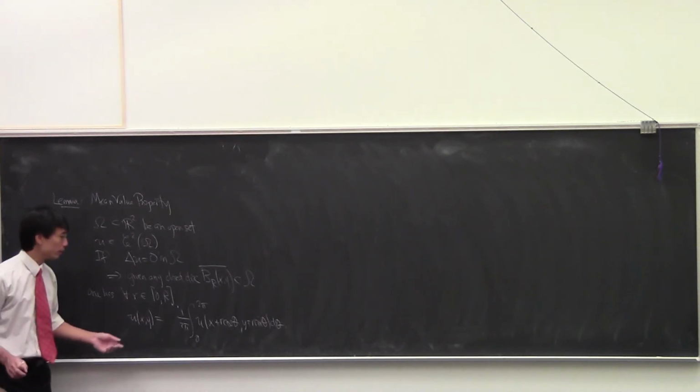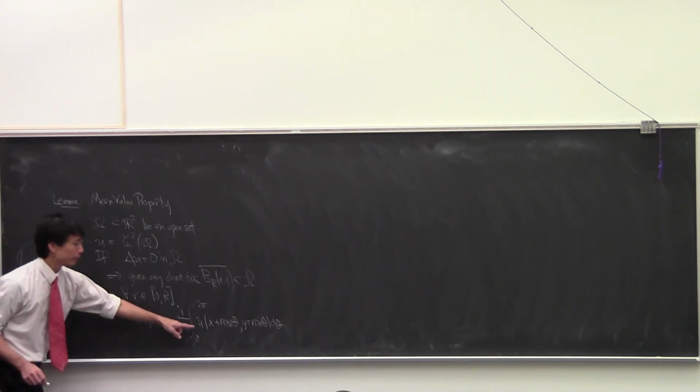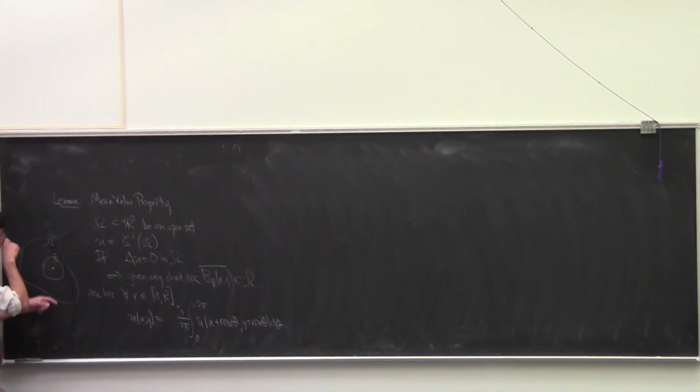So this is great, right? It says that you have some omega, and you have some ball, some disk that lies inside of omega. If you take the center and you take the average of the function over any circle, then that average is the value at the center. The average of the function on any circle within this ball is the value of the function at the center. So any circle you take here, the average value is the same, namely the value of the function at the center.